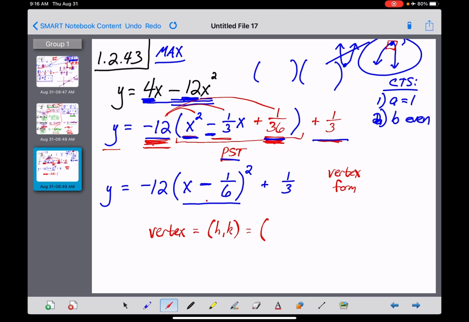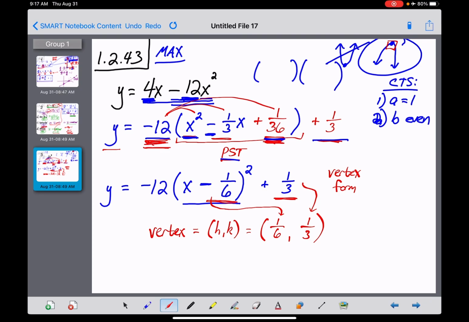Your h value is what's being subtracted from x right here, so that's going to be a positive 1/6. The k value is what's being added at the end. That's a positive 1/3. So remember, guys, h kind of changes sign. I know this looks like a negative 1/6, but h is actually positive 1/6. K, though, is straightforward, and it does not change sign. So this is what we have here for our vertex, 1/6, comma 1/3.